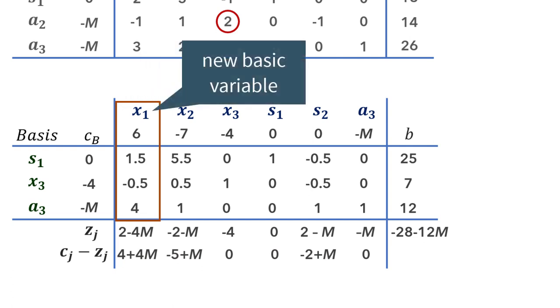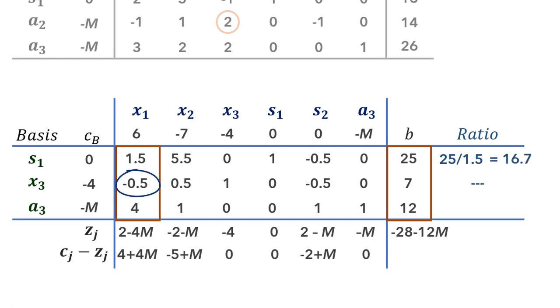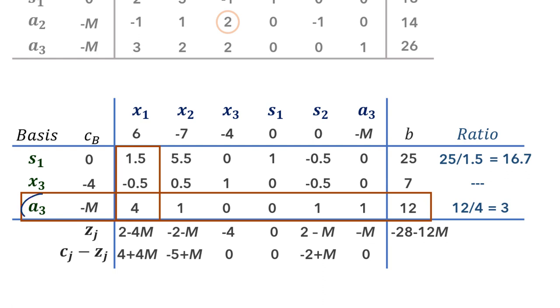To determine the pivot row, we calculate the ratios by dividing B column entries by the pivot column entries. 25 over 1.5 is 16.7. We skip the second row since its pivot column entry is negative. We don't want negative ratios. For the third row, we have 12 over 4, which gives 3. The minimum non-negative ratio is 3, indicating that the pivot row is the third row. The variable leaving the basis is A3, and the pivot element is 4.